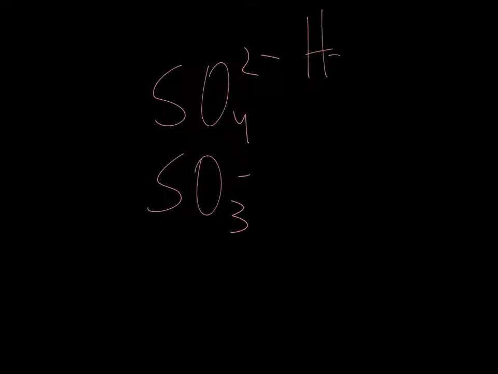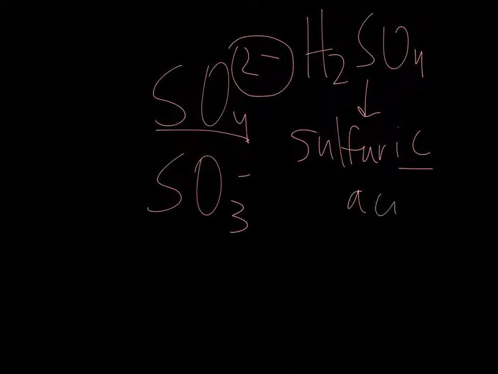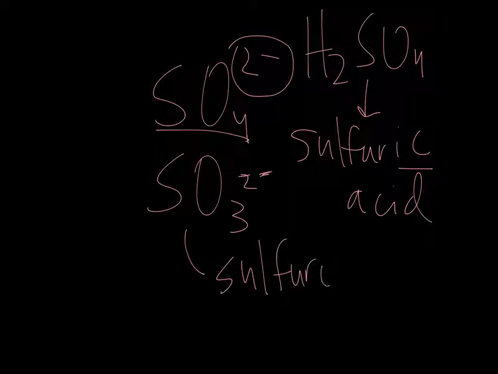H2SO4, there are 2 hydrogens to balance the 2 negative charges of the sulfate. H2SO4, because sulfate is the name of the root anion, becomes sulfuric acid. Because SO3 2 minus is the sulfite ion, we name H2SO3 sulfurous acid.